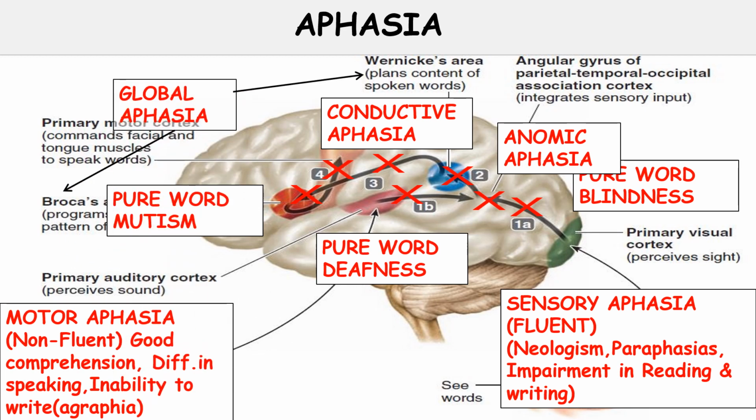And then finally global aphasia, that is when both Wernicke's area and Broca's area get damaged.